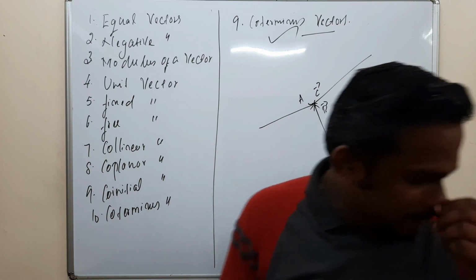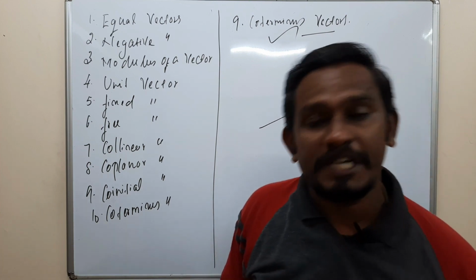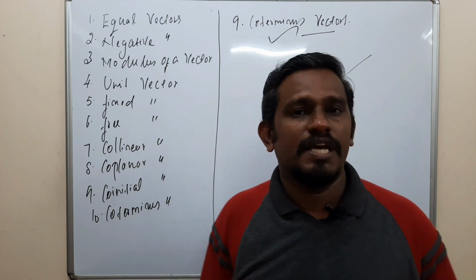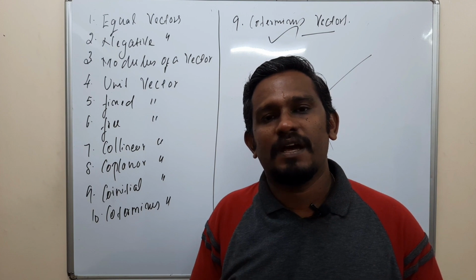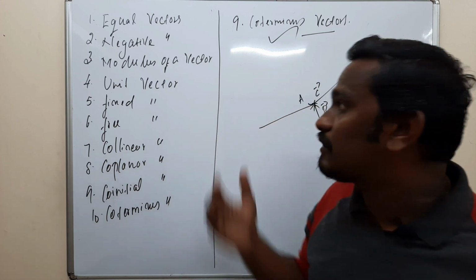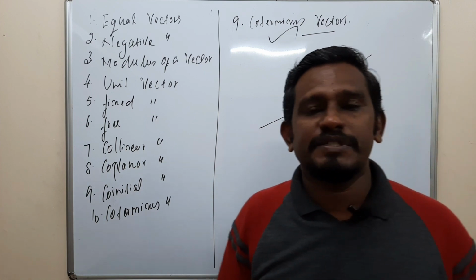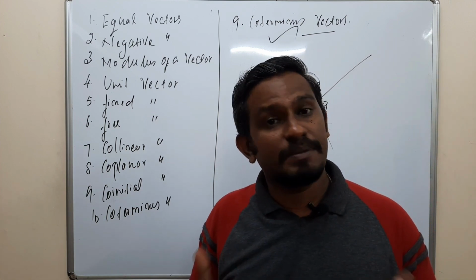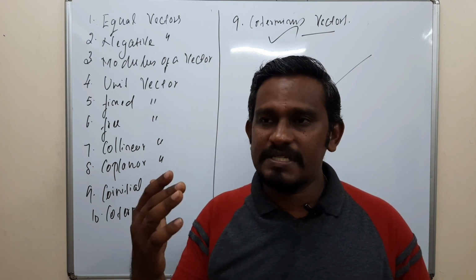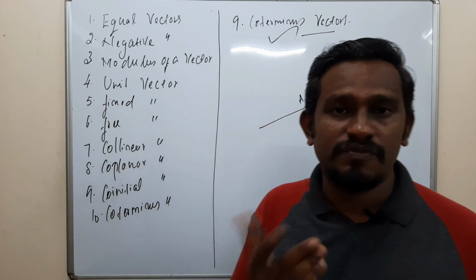Okay, so these are the basic or fundamental definitions of different vectors. Equal vectors: if two vectors have the same magnitude and the same direction, they are called equal vectors. Negative vectors: if two vectors have the same magnitude but are in the opposite direction, one vector is the negative of the other and vice versa.